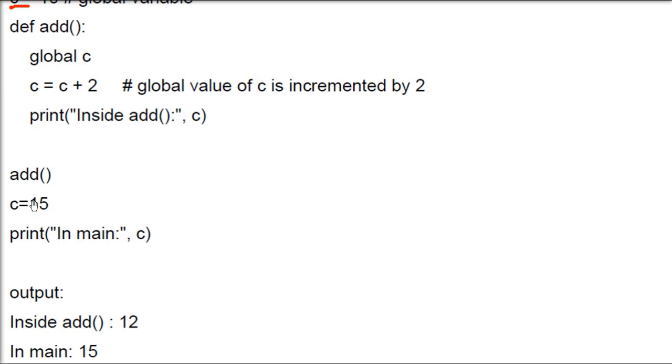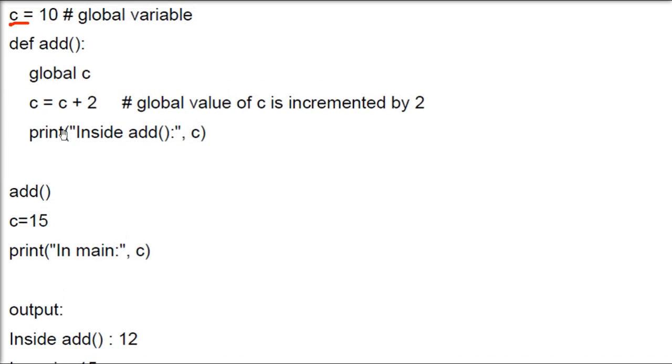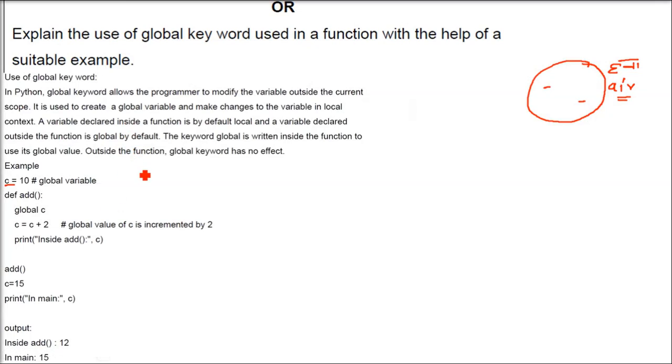Because if you have specified C equals 15, global will not come here. This C equals 15 will be the actual value. But if you don't specify C equals 15, and you want to print C anywhere, it will always be 10. So the global value can be used everywhere in Python.